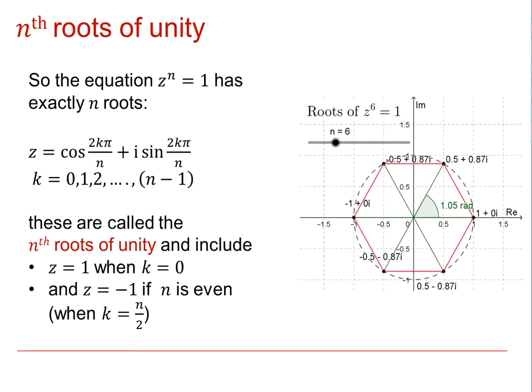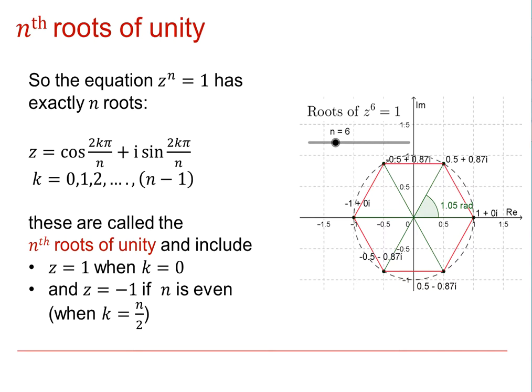So we know the equation z to the n equals 1 has exactly n roots, and now we know that these can be written as z equals cos 2k pi over n plus i sin 2k pi over n, where k takes the values between 0 and n minus 1. These are called the nth roots of unity, and obviously include z equals 1 when k equals 0, and z equals minus 1 if n is even, i.e. when k equals n over 2.